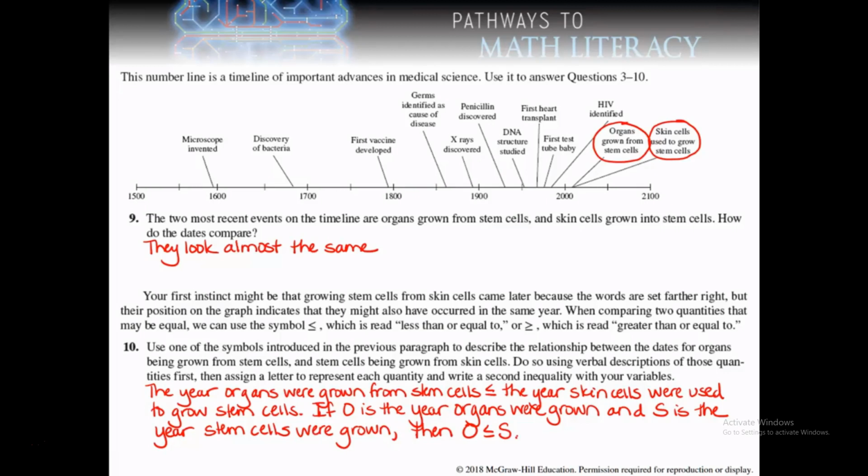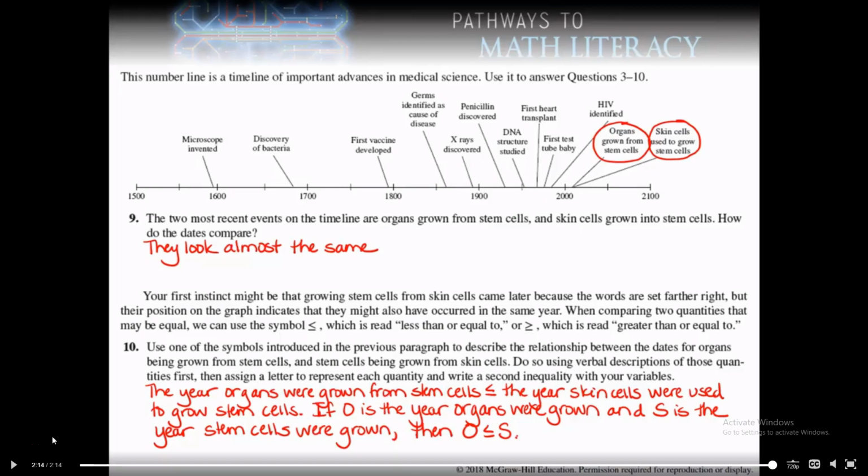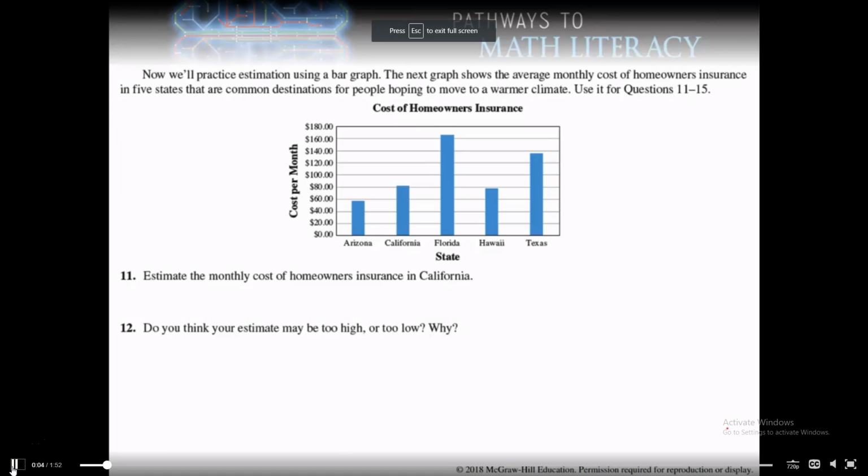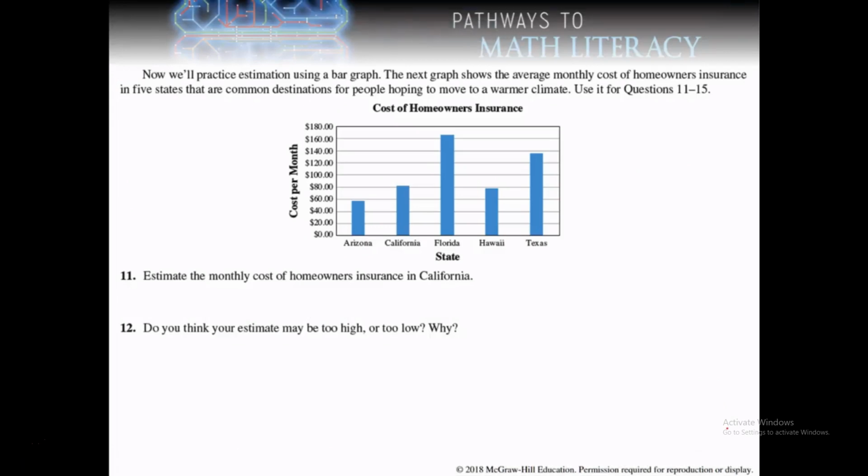For these questions, we're making estimates using this bar graph of the monthly costs of homeowners insurance in different states. 11 wants us to estimate the monthly cost in California. Well, for California, that bar is just a teeny bit over 80, so we could probably go ahead and say that it's about $80. And then in 12, do you think your estimate's too high or too low? Well, that bar looks like it's just a little bit above $80, so our estimate is probably just a little bit too low.